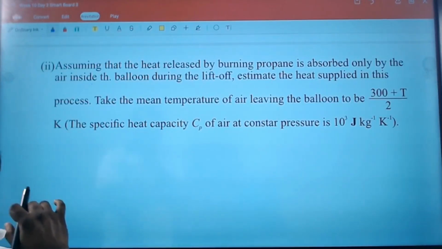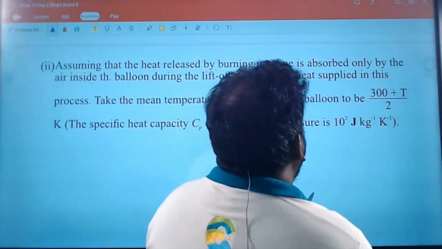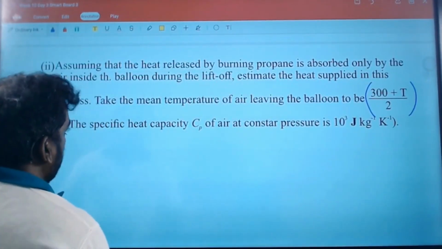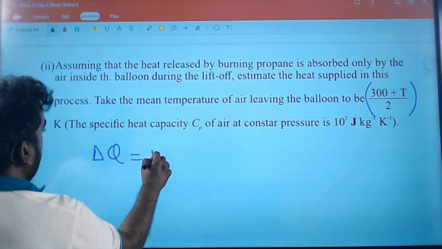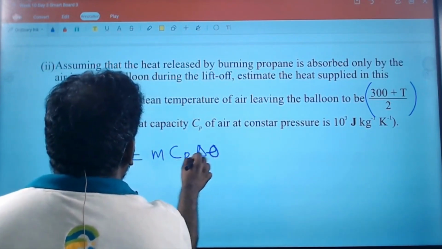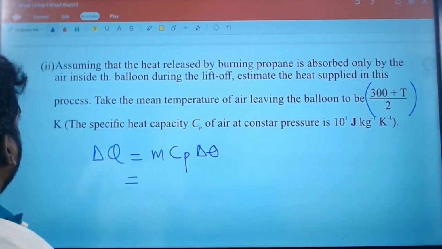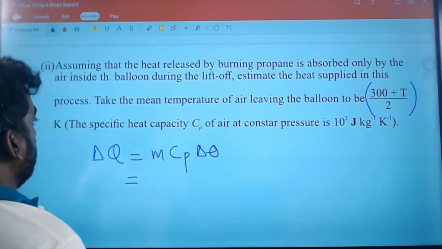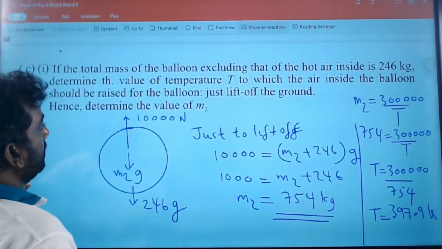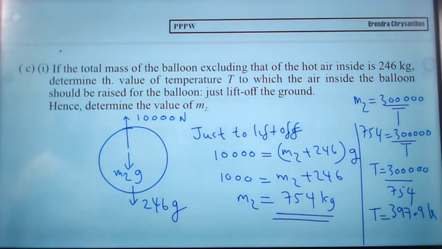Assuming that the heat released by burning propane is absorbed only by the air inside, estimate the heat supplied in this process. Take the mean temperature of air leaving as 300 plus T over 2. So delta Q is equal to m Cp delta theta. So the mass of the air inside the balloon is 754.